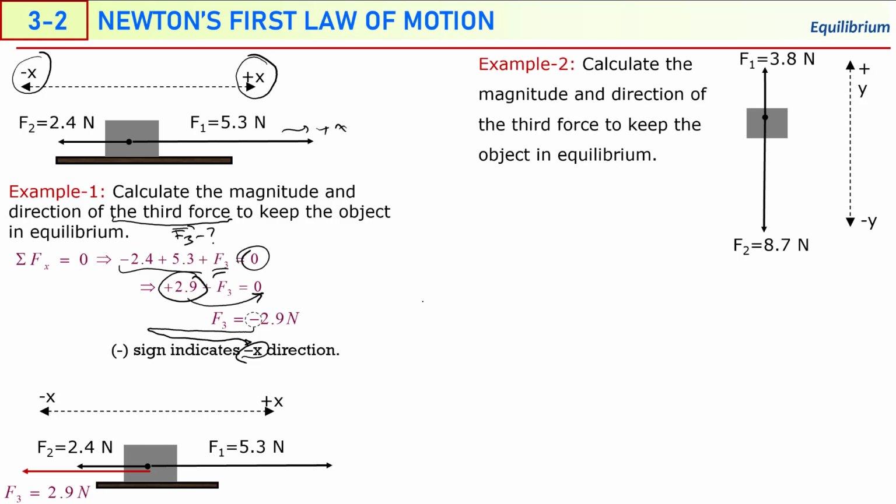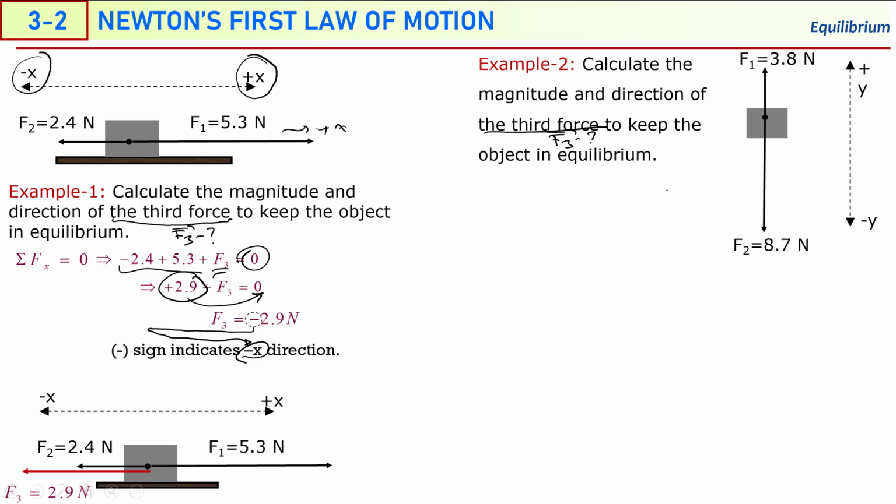Okay, two forces are again acting on this object in opposite directions. One force is 3.8 Newton, the other one is 8.7 Newton. So then I will add a third force to this system, and I will keep this system, this object, in equilibrium.